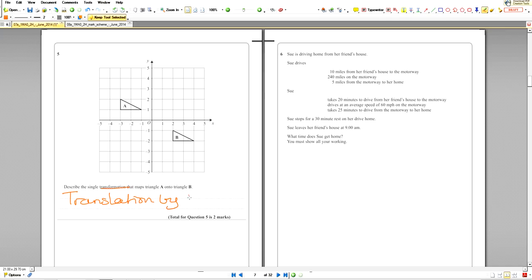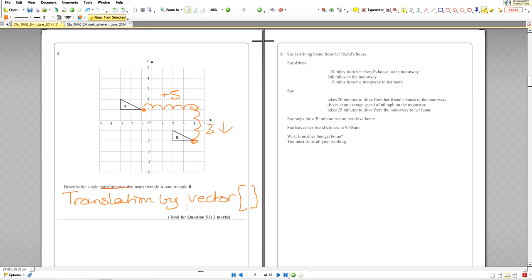Translation. Now, if you use translation, we have to mention it's by a vector or by translation vector, and then we have to give it in rectangular brackets. So, let's look at this corner here. It goes to there. So 1, 2, 3, 4, 5. So we've got plus 5 in the x direction, and then 1, 2, 3 down. Would it be minus 3? That's right. So translation by translation vector or translation by vector.